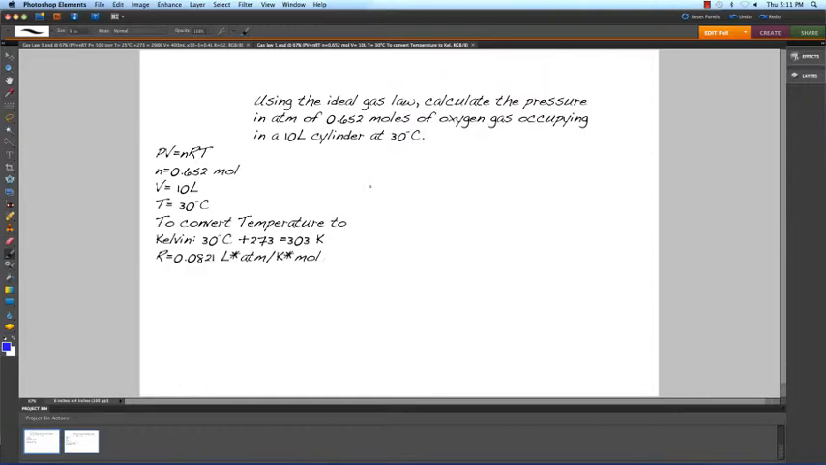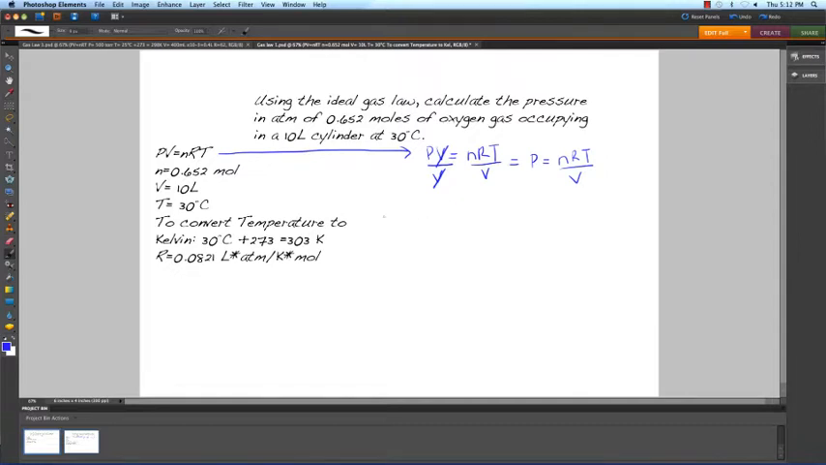Now, in order to get this problem started, we're going to isolate pressure. So we're going to do that over here. PV equals nRT. In order to isolate pressure, we're going to get rid of volume and move it to the other side, so we divide by volume on both sides. Volume cancels out over here, and now you have pressure by itself. And now all you can do is plug in your values.